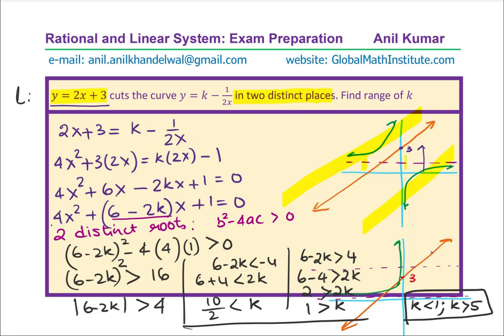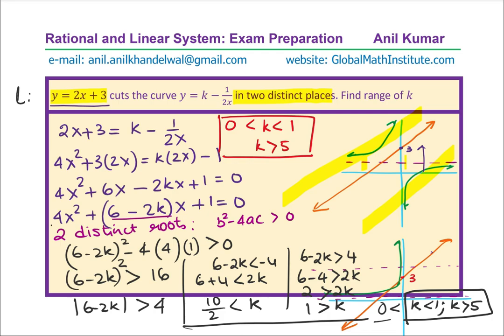So we also know that k is less than 1, but k is greater than 0, right? Because we know that k is positive. So let me rewrite the solution here. One of the solutions is that k is greater than 0 and less than 1, and the other is that k could be greater than 5. So under these two conditions, we'll have two distinct points of intersection in the given scenario. So that is one way of doing it, straightforward.